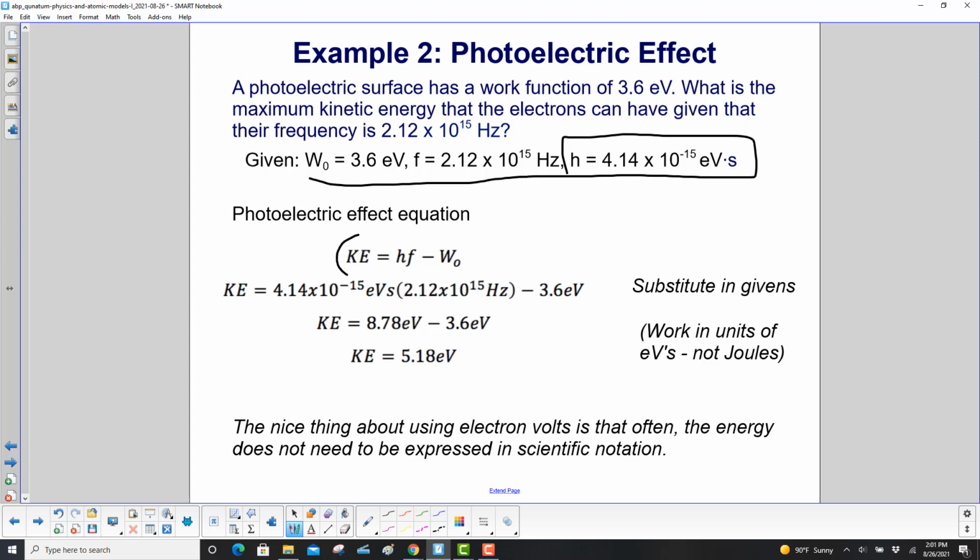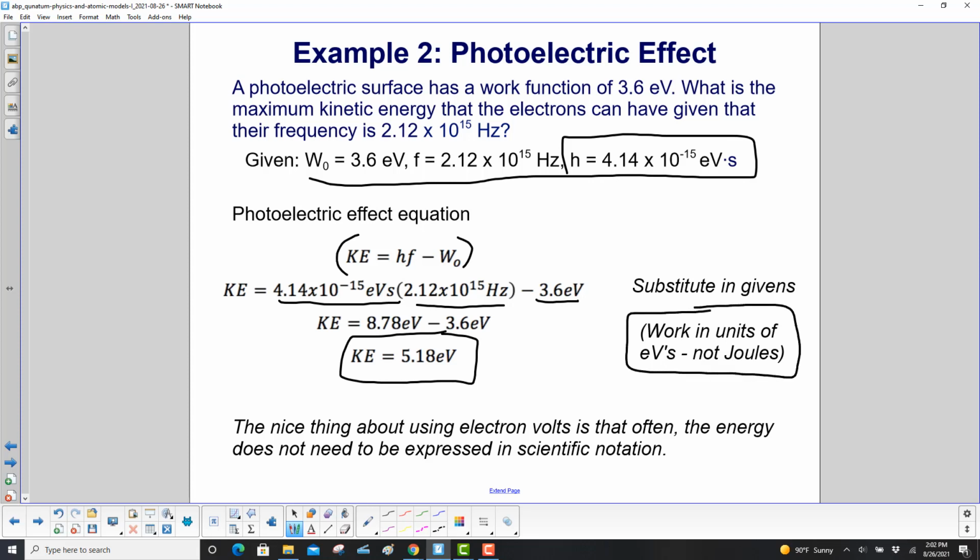Once again, we have the photoelectric effect equation. We have our kinetic energy is equal to Planck's constant times the frequency, here's our frequency, minus the work function. So we've substituted in our givens, carry out the math, and we get a maximum kinetic energy of 5.18 electron volts. And here, just to notify you again, make sure we use units of eVs, electron volts, not joules. The nice thing about using electron volts is that often the energy does not need to be expressed in scientific notation.